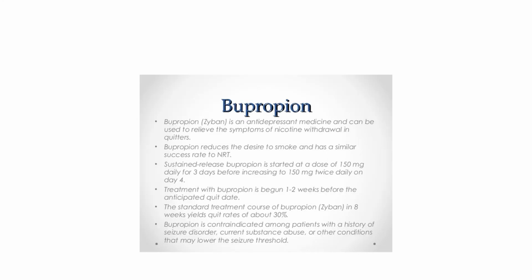Coming to the drug bupropion, as I told you, it is an antidepressant medication which helps to relieve the symptoms of nicotine withdrawal in quitters. Also, it reduces the desire to smoke and has a similar success rate to NRT. Sustained release bupropion is available with a dose starting from 150 mg daily for 3 days, increasing to 150 mg twice a day on day 4. Now, treatment with bupropion is started 1 to 2 weeks before the anticipated quit date. When we counsel the patient for 2 weeks, during that time this can be given.